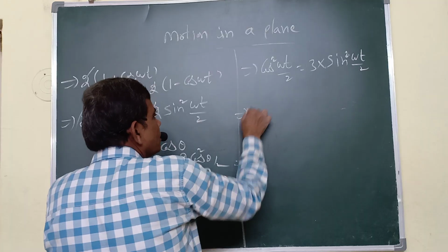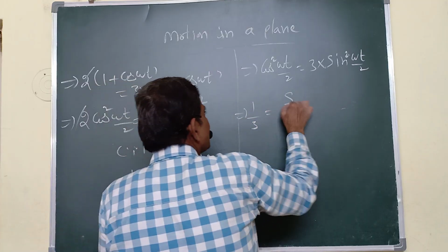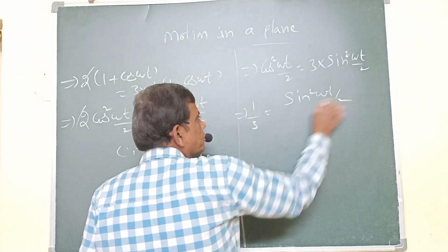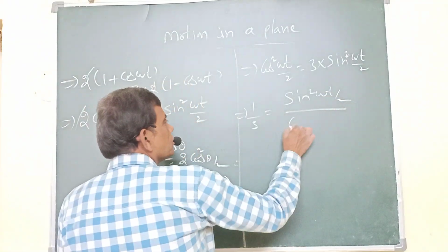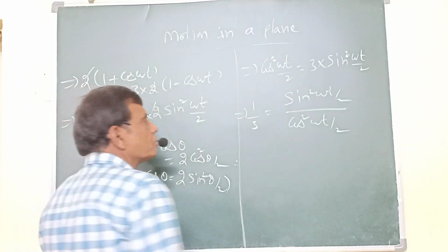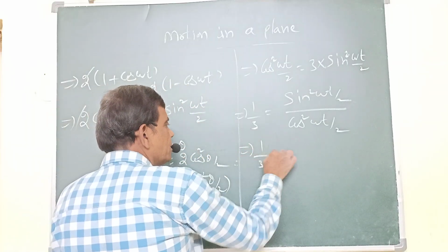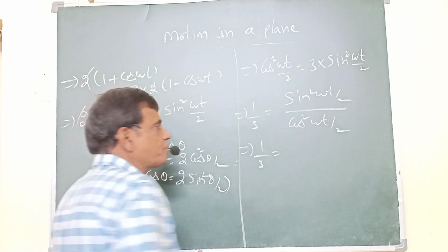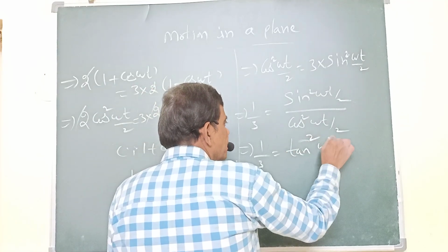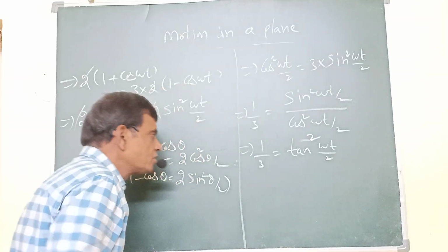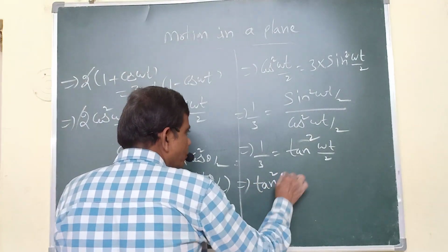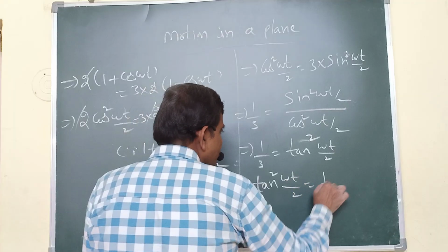3 coming this side, 1 by 3. Sin square omega t by 2 by cos square omega t by 2. So 1 by 3, sin theta by cos theta is tan theta. So tan square omega t by 2. Otherwise you write this as tan square omega t by 2 equals 1 by 3.